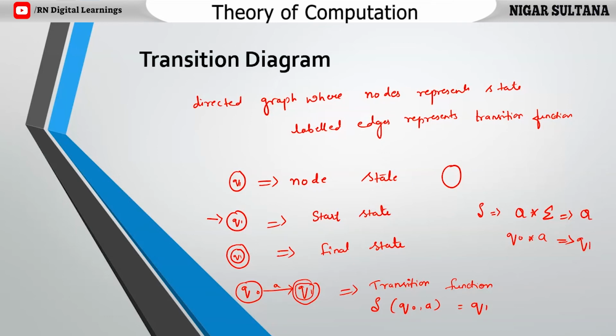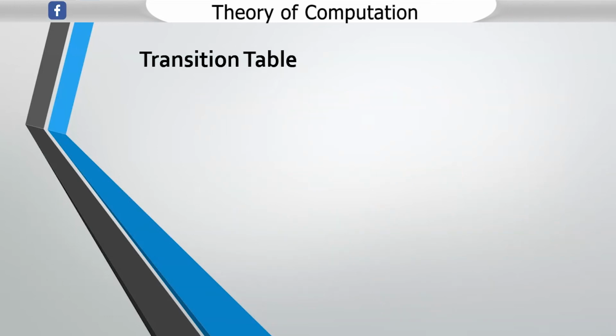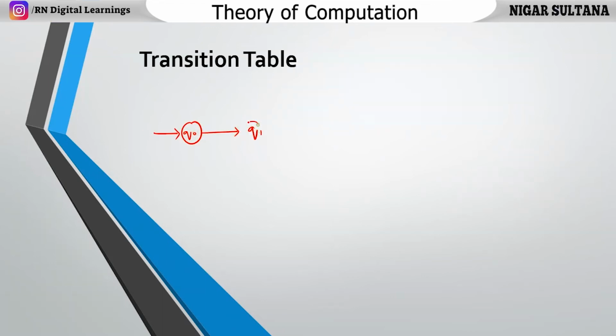Now let's see what is a transition table. When a transition diagram is given, if you want to convert it into the transition table, I'll explain how to do that. Suppose I have a diagram, Q0 is my start state, Q1 is my final state. Now, A is an input. So, how will you represent this in the transition function?